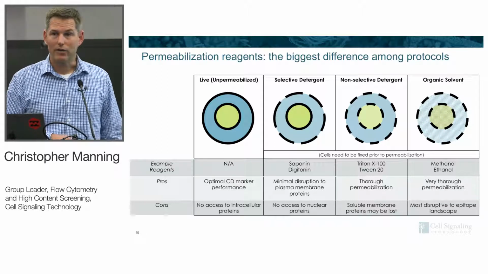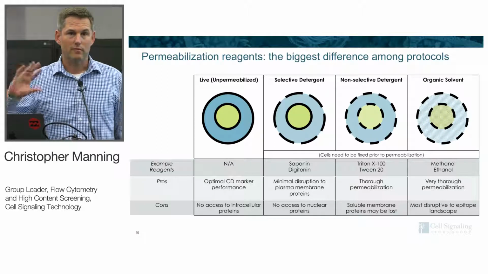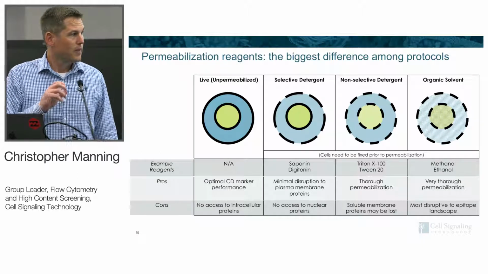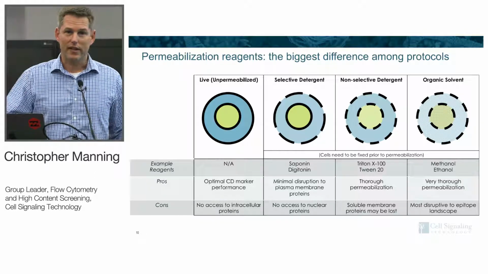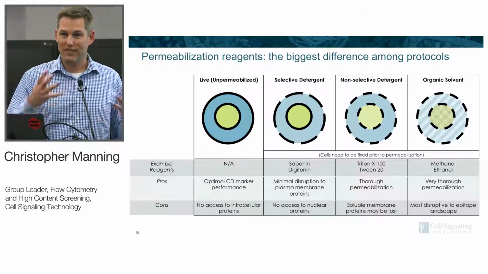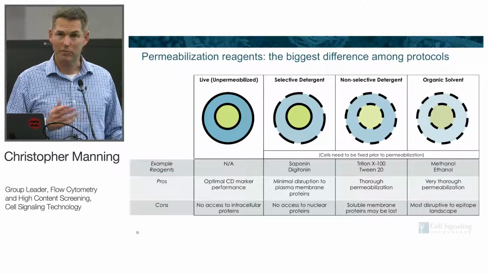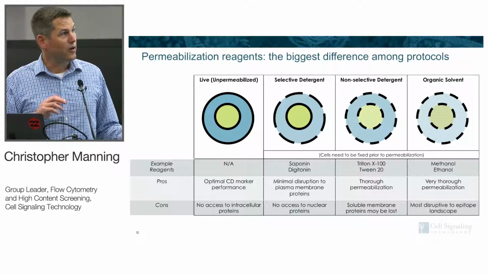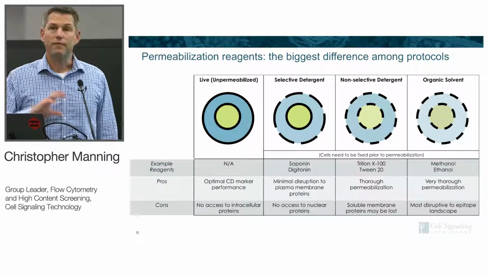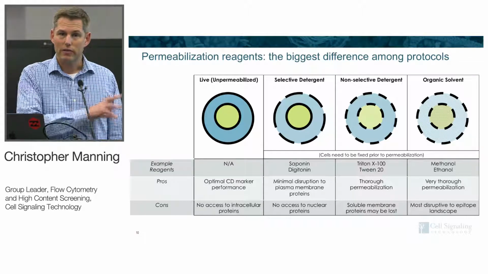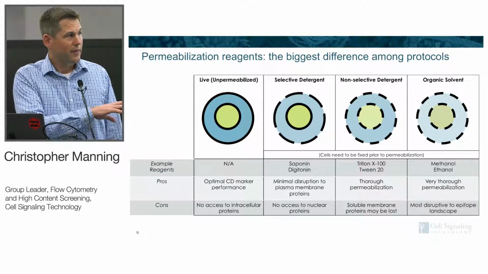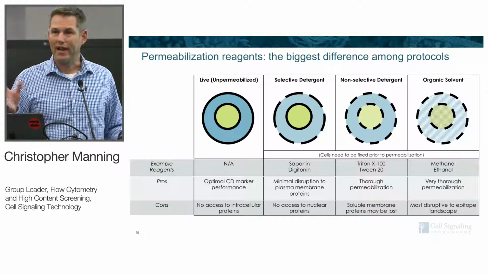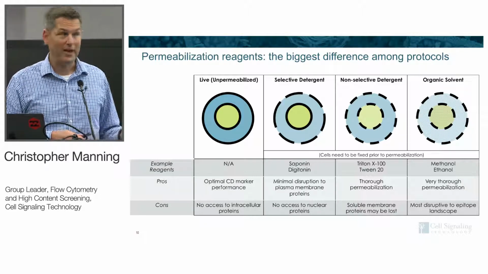Non-selective detergents like Triton or Tween permeabilize membranes throughout the cell. So this is going to enable antibodies to get into the nucleus. But because it's almost like you're adding Dawn dish soap, this soapy stuff that's disrupting these membranes, you're going to lose some soluble membrane proteins if they're not buckled down. And then organic solvents like methanol are very thorough. They permeabilize things like lysosomes that even the detergents can sometimes have trouble with. But they're very disruptive to that protein landscape. So they change what that antibody is going to be seeing and can then affect the binding of that antibody.